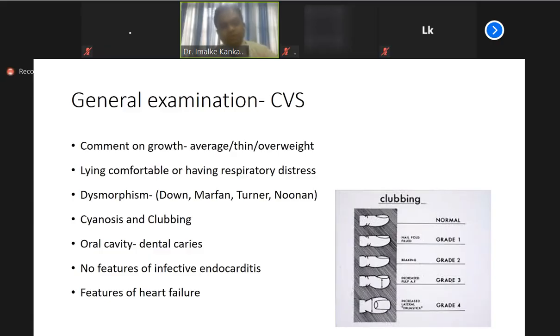So I will put very few things, but there may be lots of other things you might find in textbooks under the general examination of cardiovascular, which I am not bothered about. For any system examination, whether the child lies on the bed comfortably or not, better to start with the growth of the child, averagely built, thin built, or overweight. These are your impressions, right? You can't say 100%. And lying comfortable on the bed or having respiratory distress is something important in CVS and RS examinations.